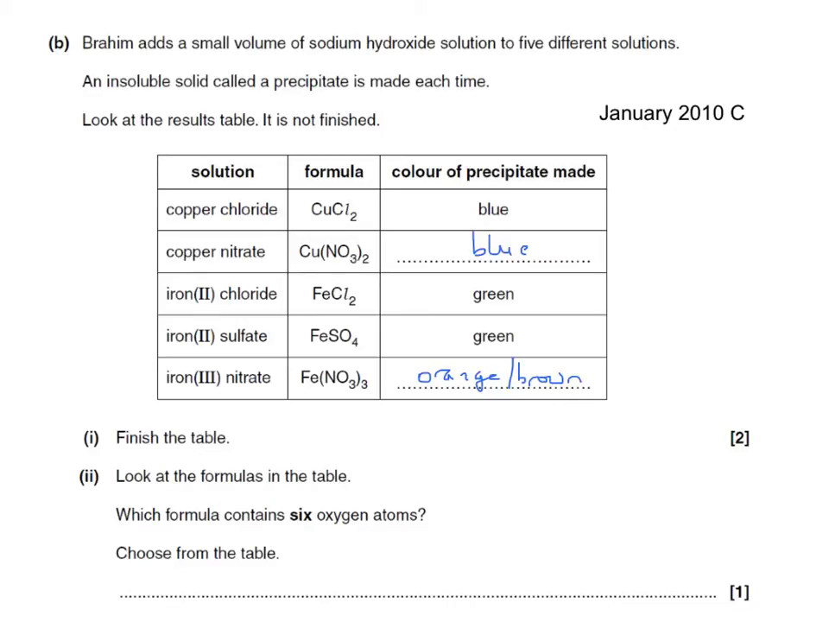Now look at the formulas in the table. Which formula contains 6 oxygen atoms? Okay, let's have a look. This one here seems the most likely because it's got 3 oxygens in the nitrate, and that's doubled to make 6. The only other one with oxygens has got 3 in the nitrate, tripled would make 9. So the answer here would be Cu(NO3)2.